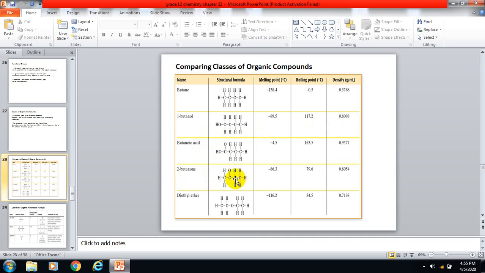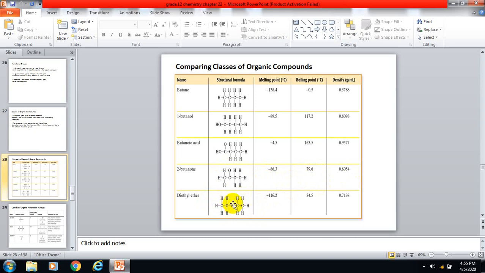Buta, 4 carbons, 1, 2, 3, 4. Understand? So this is 2, this one is 2-butanone. Look at the melting point. These are the properties. Yes, 79 and then 0.805 respectively for diethyl ether as well. Look, this is 1 and this is 2.